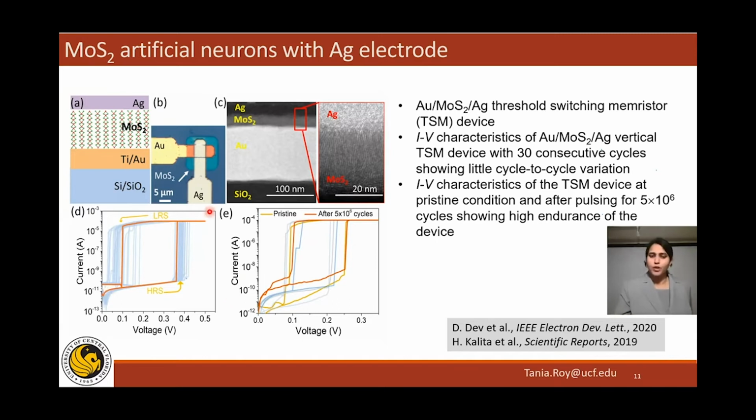That's what we are able to obtain using silver as the top electrode, because as we apply bias on the silver electrode, silver ions diffuse into the molysulfide and are withdrawn as we apply a lower voltage, as we sweep the voltage backwards. We see sustained switching. This device has really good endurance as well, more than 10 to the power 6 cycles.